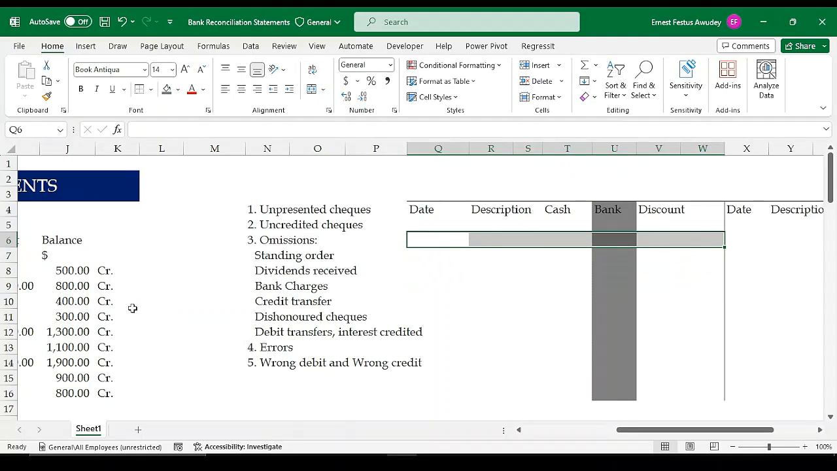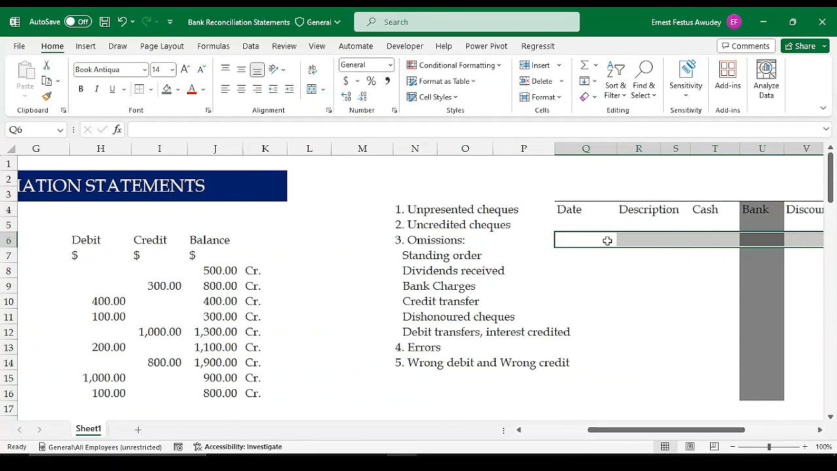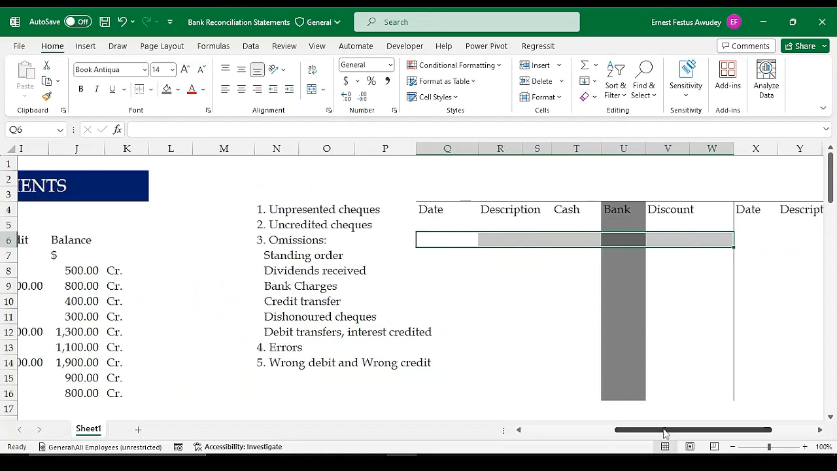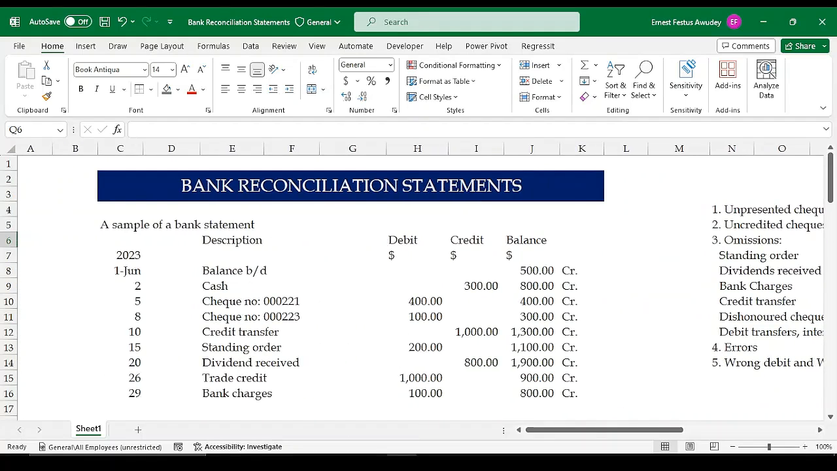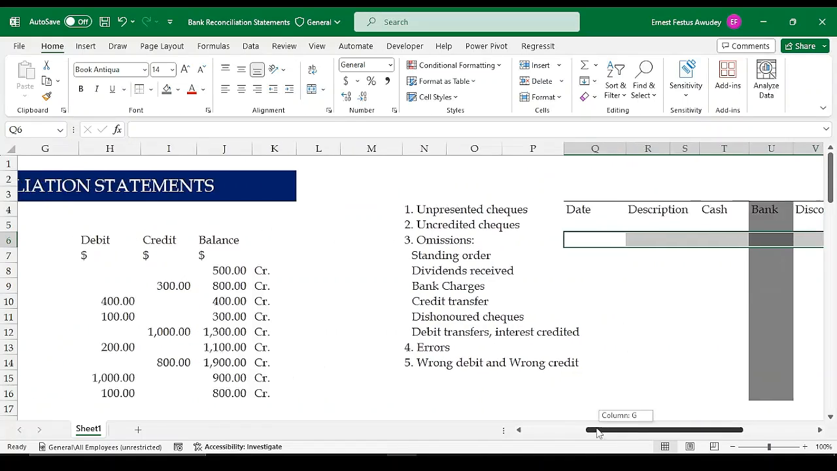All right, now dividend received is an income, so it means that it will be credited in your bank statement as a receipt, and it will be debited in the cash book because it's an income. It will increase your cash position, which is the bank column here. So it will be debited here as well. All right, so that is it for dividends received. And since that is happening, it will appear in the bank statement but not in the cash book, hence causing a difference between the two balances.